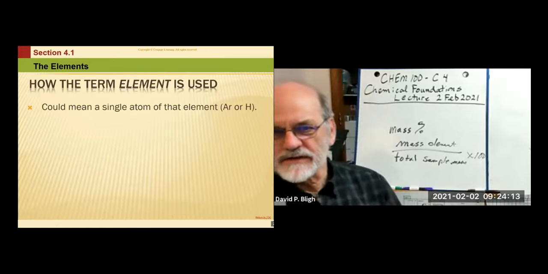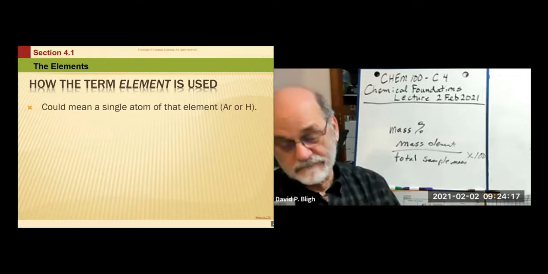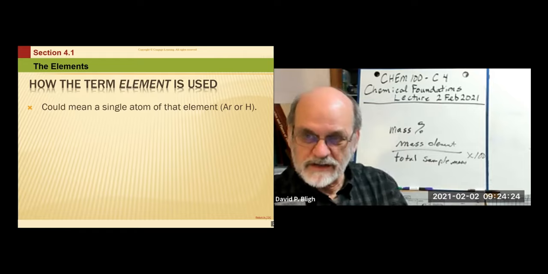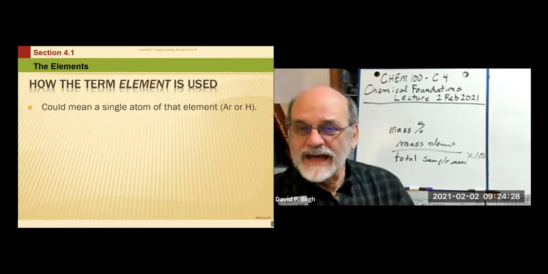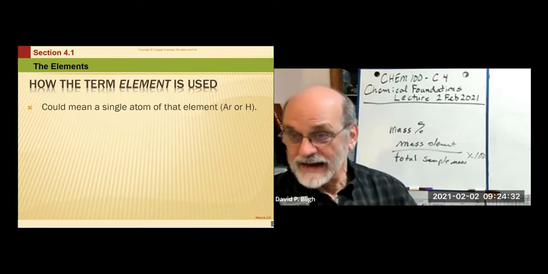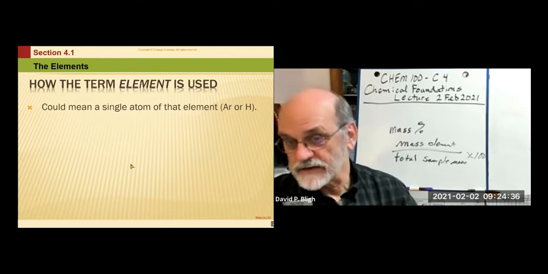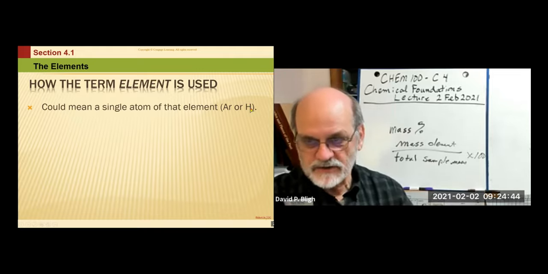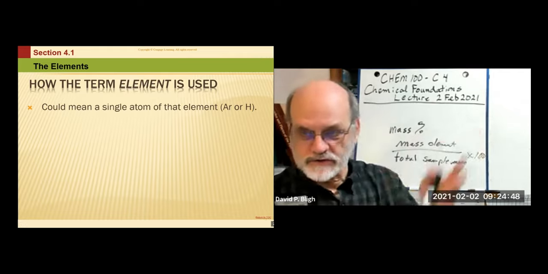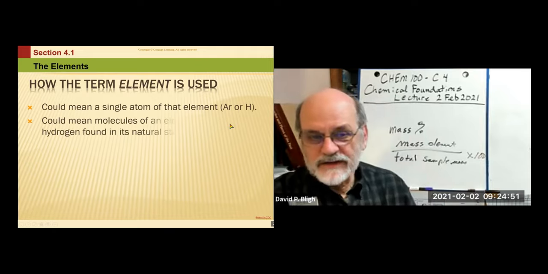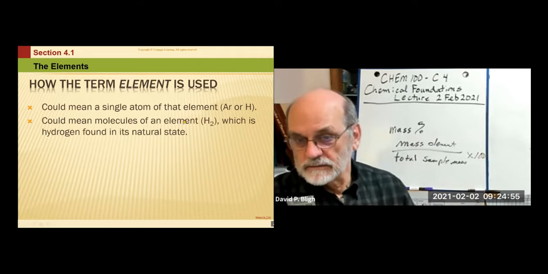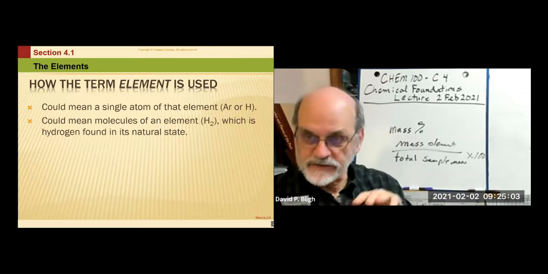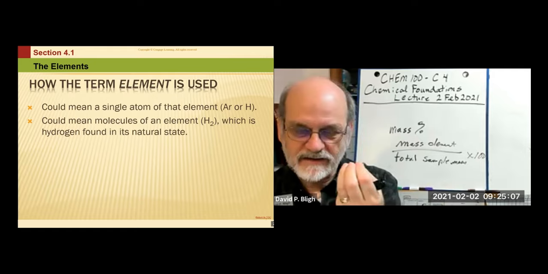Okay. What does the word element mean? I mean, I've been using it, and contrary to my former statement, I didn't give you a really good definition of element. If we look at element in context, we see that it could mean a single atom, written here as Ar, right? Once you learn your elements, you'll know that's argon. And H, of course, is the simplest element, hydrogen, and actually the most common element in the universe. It could mean a single element. It could be a molecule, like hydrogen as a diatomic molecule at room temperature and one atmosphere pressure. That's the way you find hydrogen if it is a distinct element.